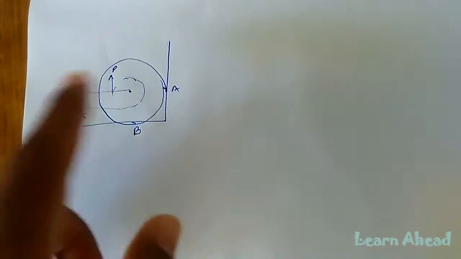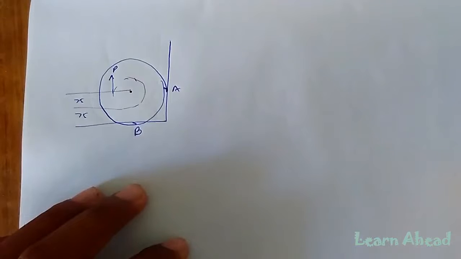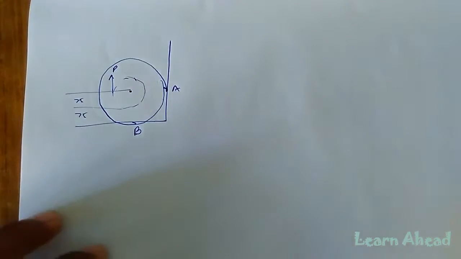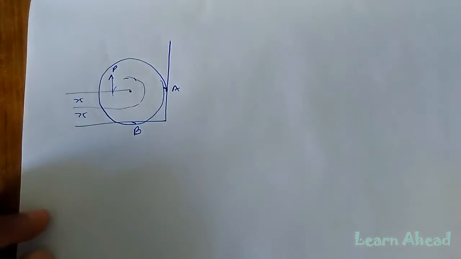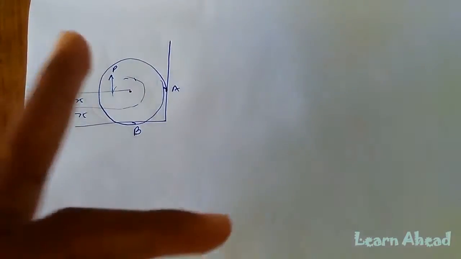The spool and the wire wrapped on the spool have a combined weight of 100 Newton. Now knowing that the coefficient of friction at both A and B, these 2 points A and B, are given as 0.4 and 0.3 in static and kinetic cases respectively, determine the magnitude of the required force P.